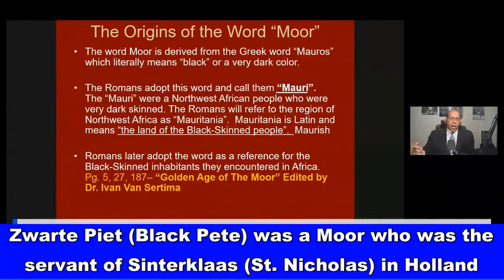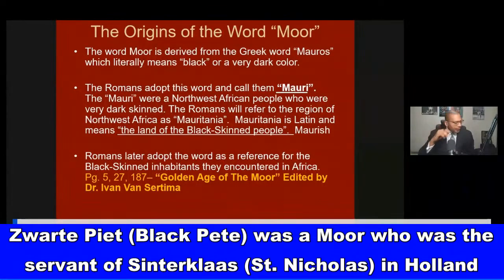Now, the word Moor is derived from the Greek word moros, which literally means black or a very dark color. The Romans adopt this word and call them Mauri, M-A-U-R-I. The Mauri were a Northwest African people who were very dark-skinned. The Romans will refer to the region of Northwest Africa as Mauritania. Mauritania is Latin and means the land of the black-skinned people. You'll also see the term Moorish. Now, the Romans would later adopt the word as a reference for the black-skinned inhabitants they encountered in Africa.